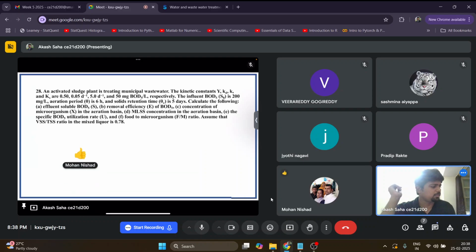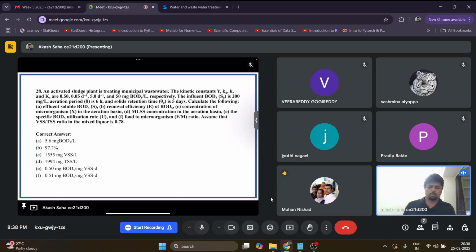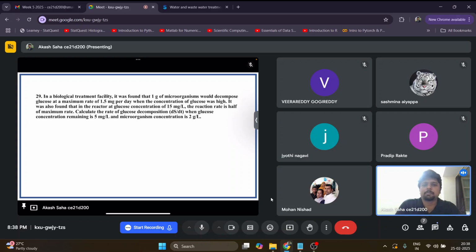Okay, so this question I am leaving up to you. You try to solve it because these are only one-liner questions: first effluent BOD, then removal efficiency, concentration of microorganisms, all are one-liners. So formulas are there for each of them. You try to solve it and see if you are getting the correct answer. The next question is important.